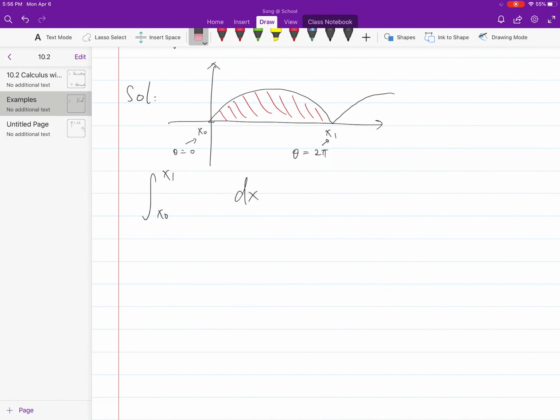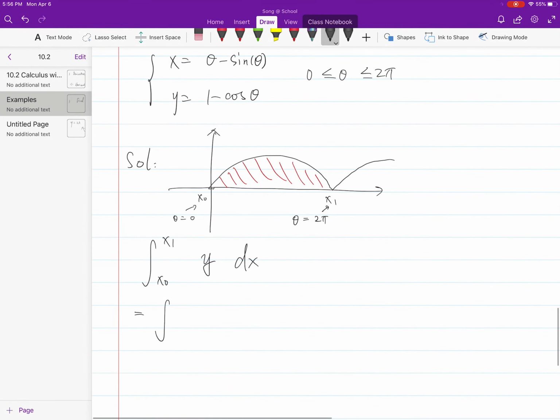Again, f(x) dx. I don't even know what x0 and x1 are. Now, f(x) is nothing but y. Now, replace your y with the real formula with theta. That's your y. Replace your x to be this. That is theta minus sine theta.